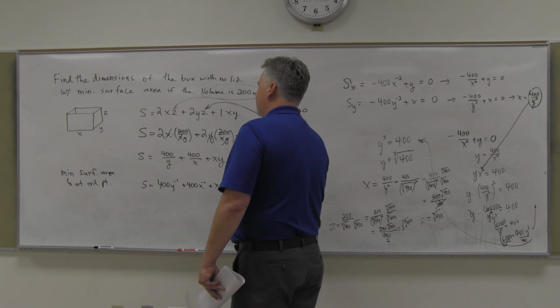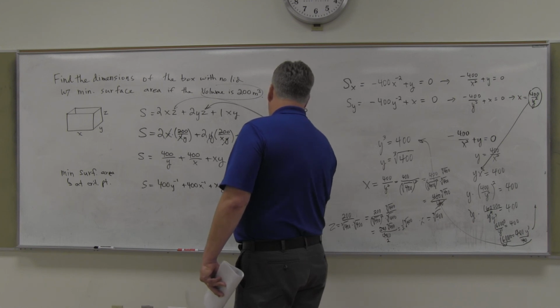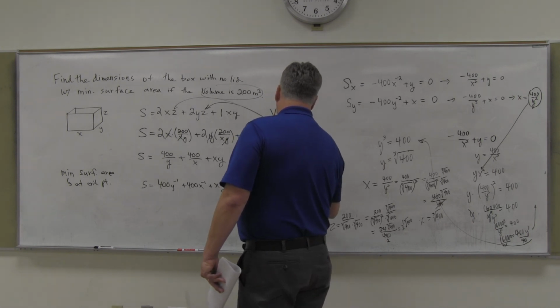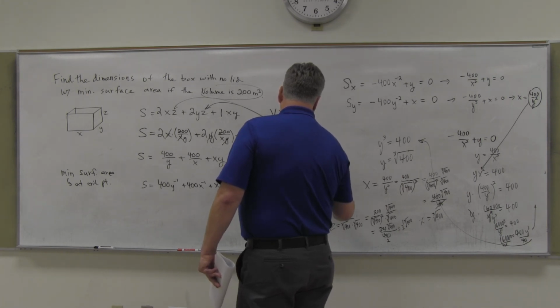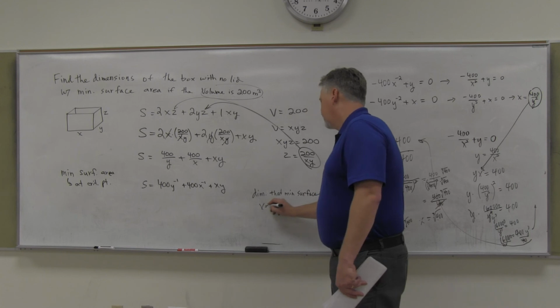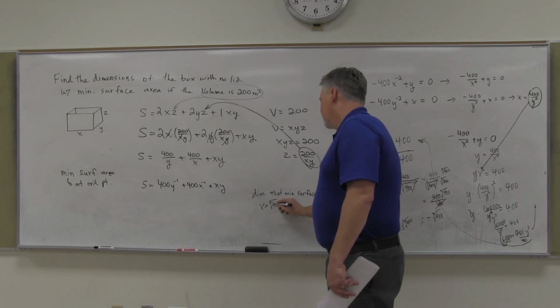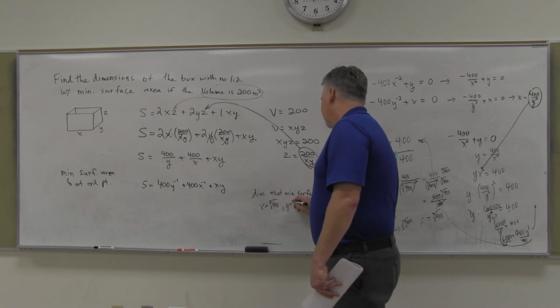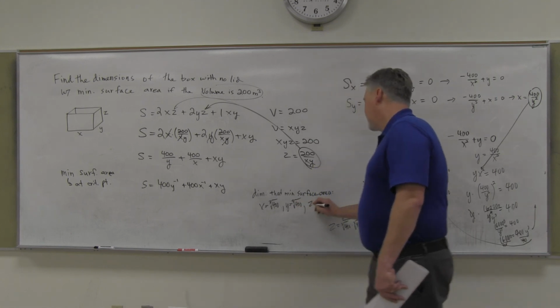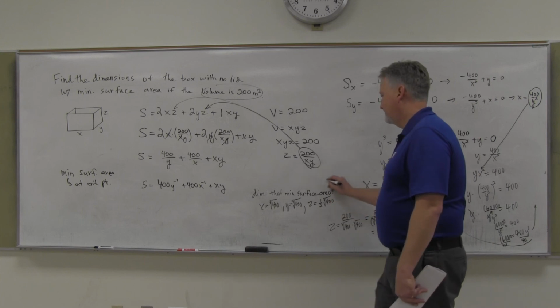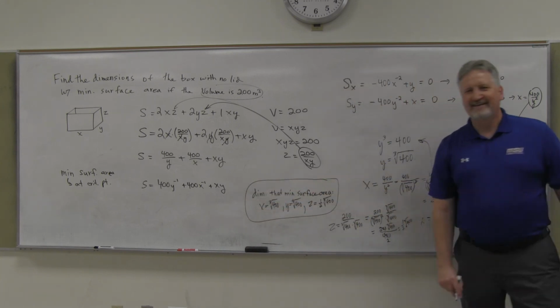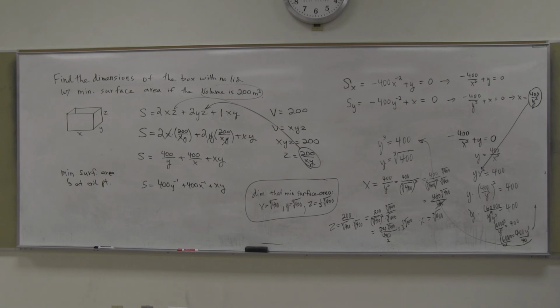So the dimensions that minimize the surface area: x equals the cube root of 400, y equals the cube root of 400, and then z equals half the cube root of 400. Or some decimal equivalency there. So, interesting little stuff.